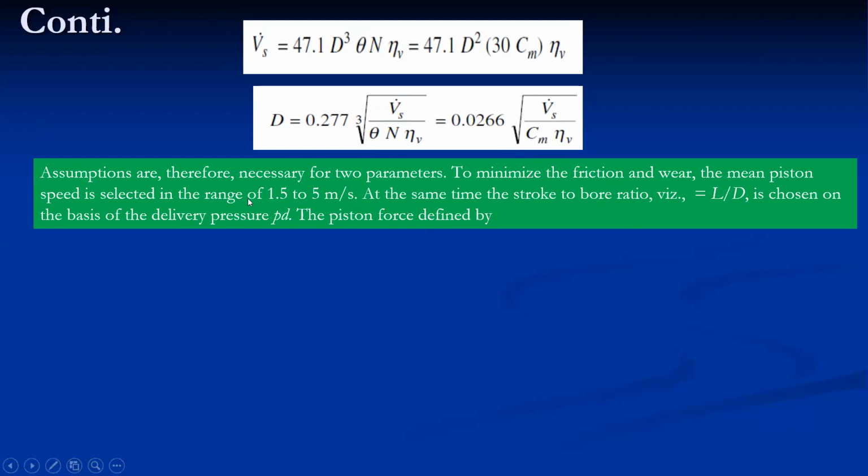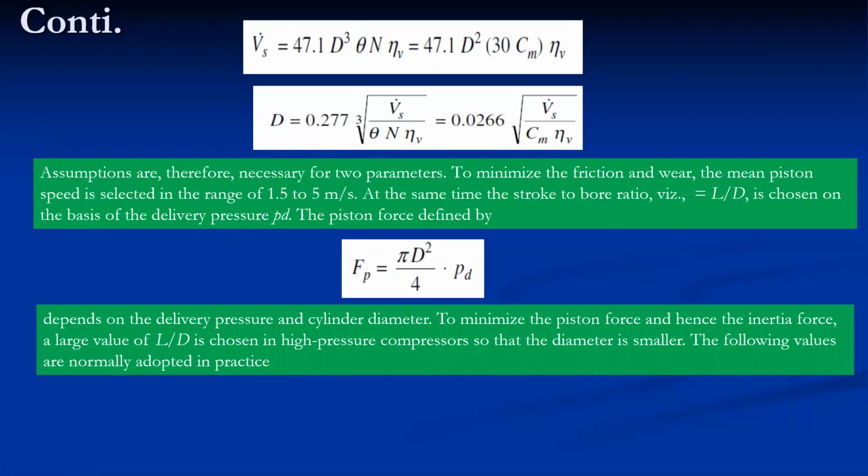It's chosen based on the delivery pressure PD, because if we see the formula, piston force is given by the cross-sectional area into delivery pressure. So a larger L by D ratio is generally preferred for higher discharge pressure because it gives you a smaller diameter, and vice versa. It depends on the delivery pressure and the cylinder diameter, to minimize the piston force and hence the inertia. If we minimize the piston force, obviously the power required for the compressor also reduces.